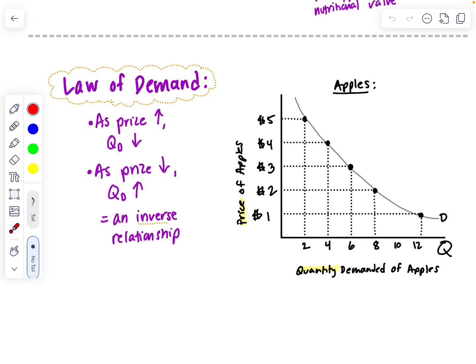And that's pretty intuitive to your everyday life. If things are cheaper, you might buy more of them. If things are more expensive, you might buy less of them.